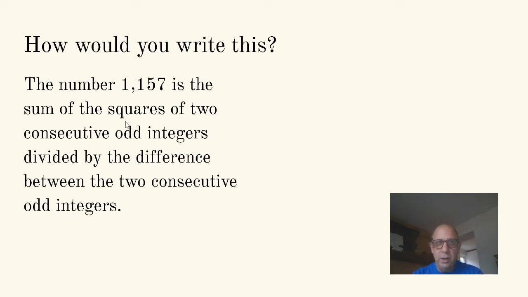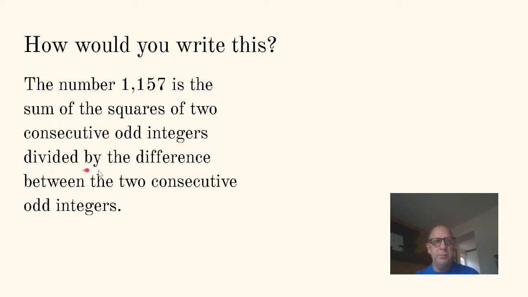I'm adding 2 again. So if I want to know any two consecutive odd integers, I can say the first one is going to be x, and then the second one is going to be x plus 2, and that'll be two odd integers. And then I'm going to square them, right? So x squared plus x plus 2 squared, and then the sum of them. So I'm going to add them together. So x squared plus x plus 2 squared. That's what I'm doing there.